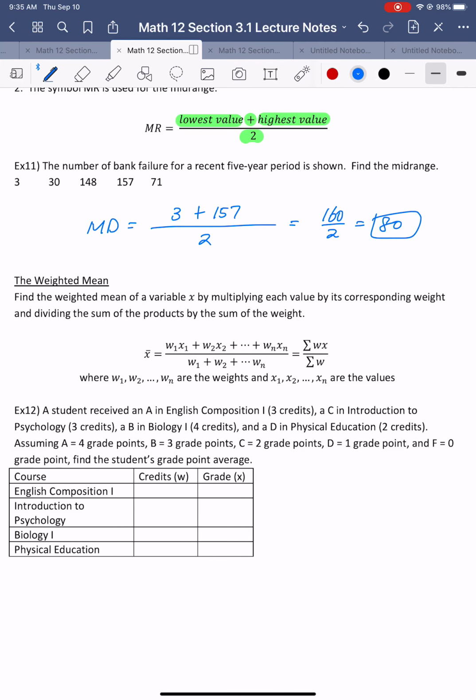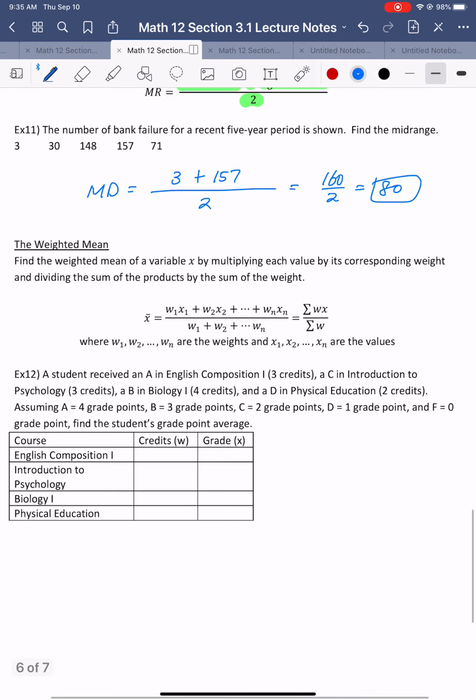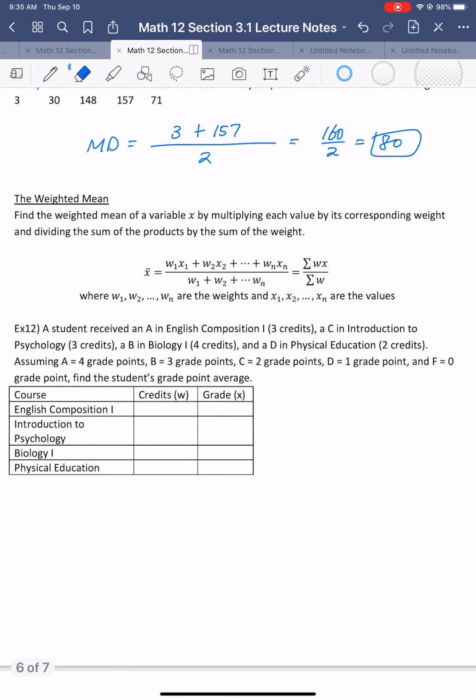Weighted mean. Find the weighted mean of the variable x by multiplying each value by the corresponding weight and dividing the sum of the products by the sum of the weights. So this is the formula for finding the weighted mean. Okay. This w are the weights, and the x are the values.